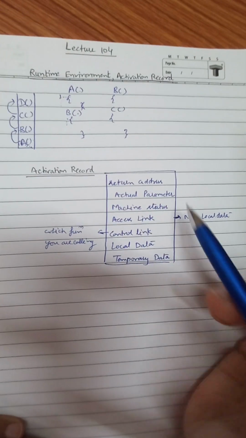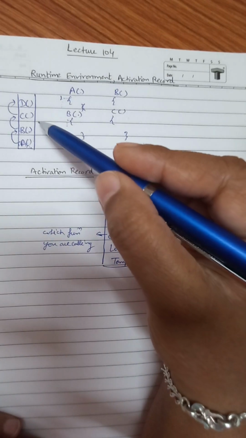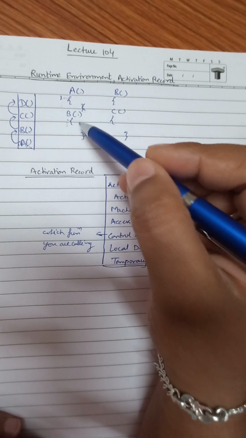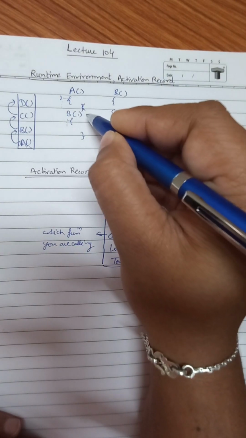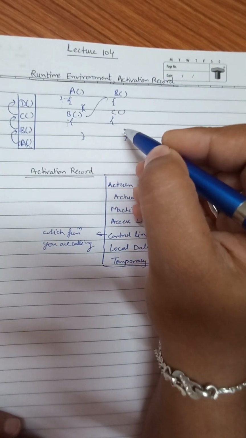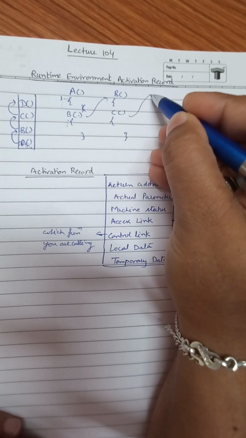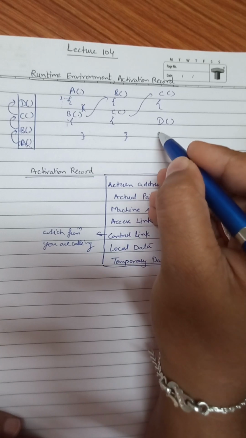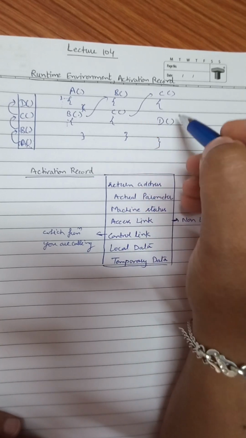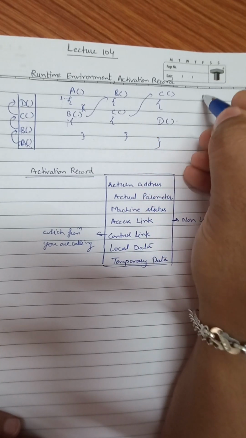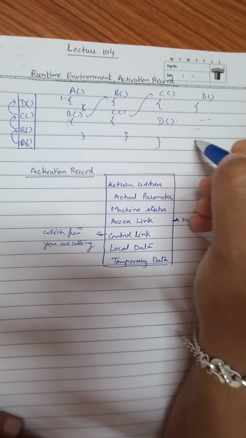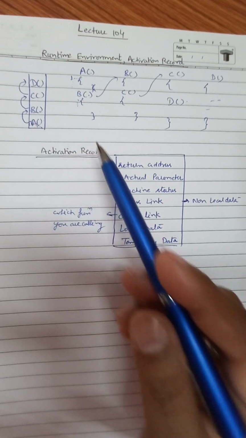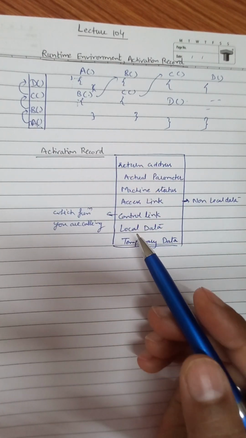So here we are able to see 4 functions: A calling B, B calling C and C calling D, right? So A, B, and this B function is calling C, and this C function is calling D function, like this. So this is known as runtime environment, and for every function calling another function, an activation record is required, which stores these kinds of things.